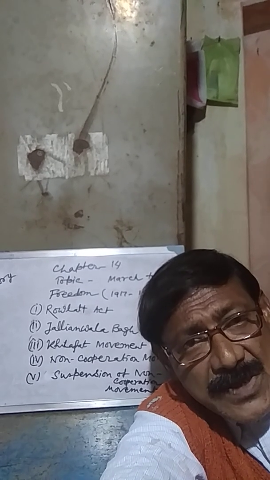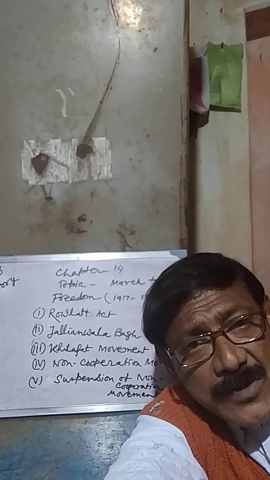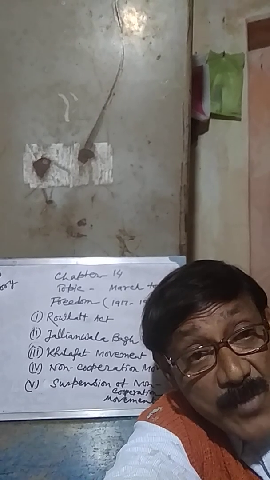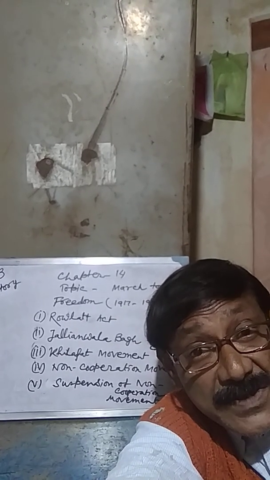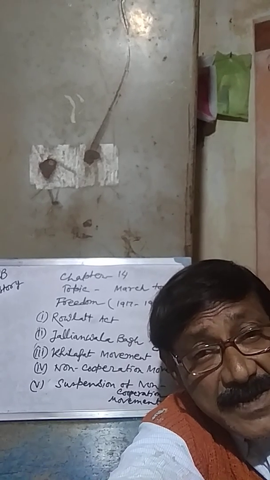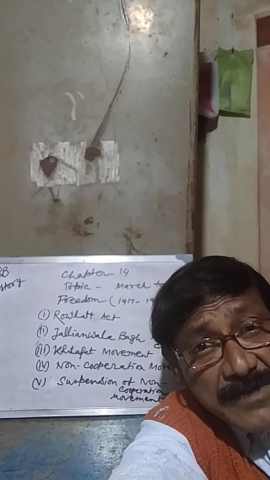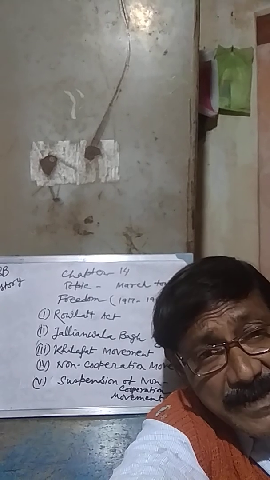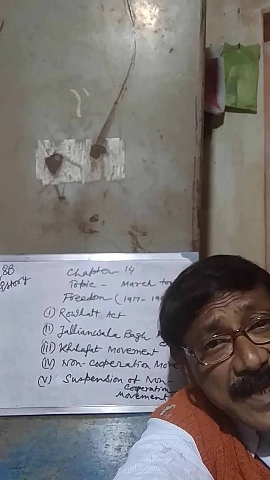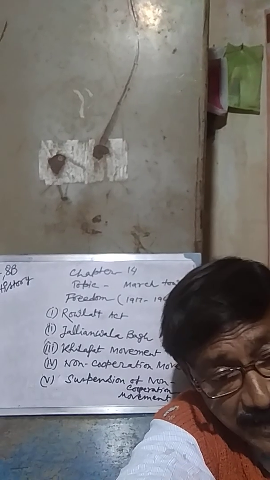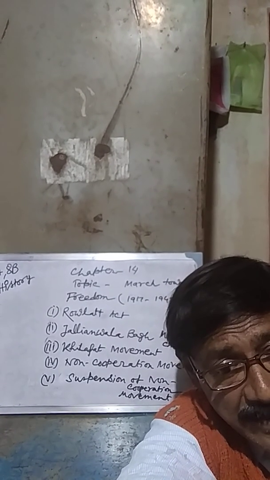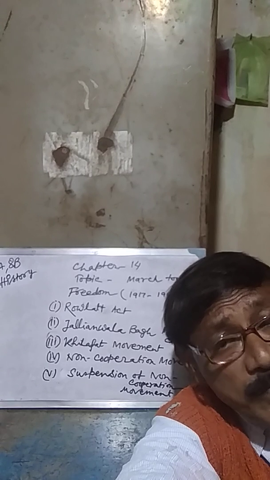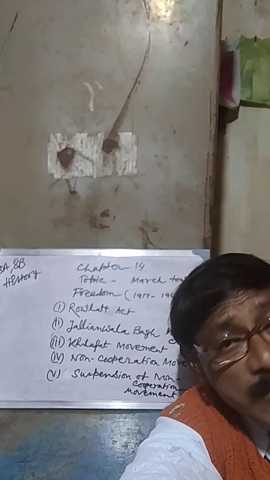They targeted the police station. When they attacked it, 22 policemen were working inside. The mob set the police station on fire, and as a result, 22 policemen were killed. They were severely wounded, and then 22 policemen were killed. So that incident took place at Chauri Chaura near Gorakhpur in Uttar Pradesh. That incident is known as the Chauri Chaura incident.